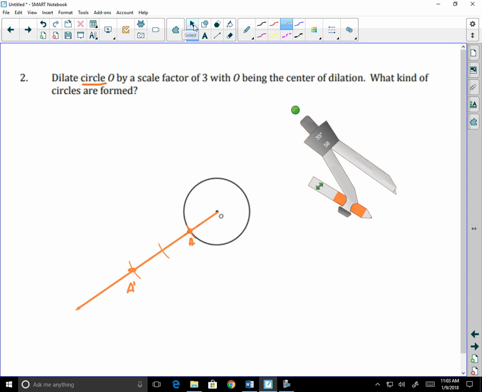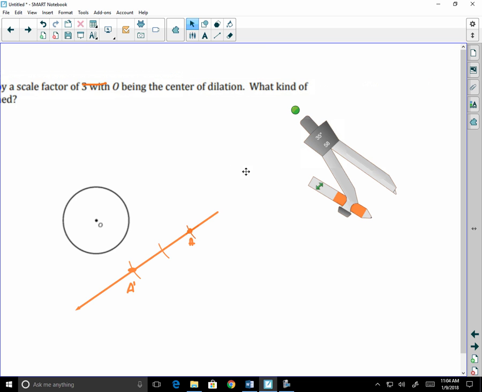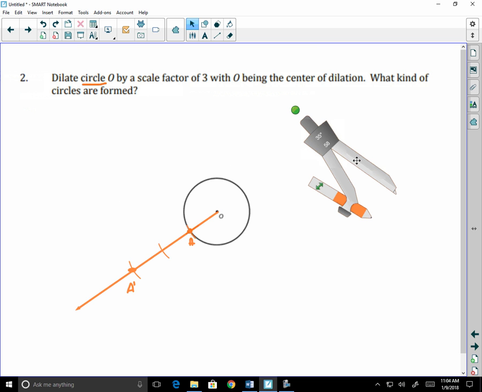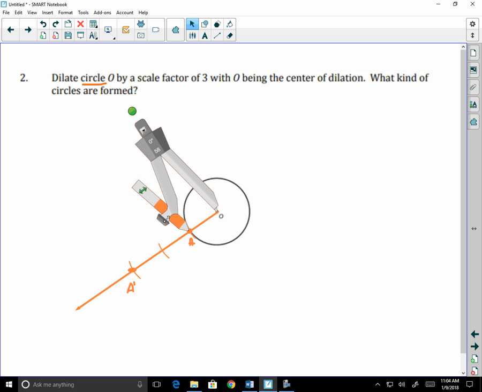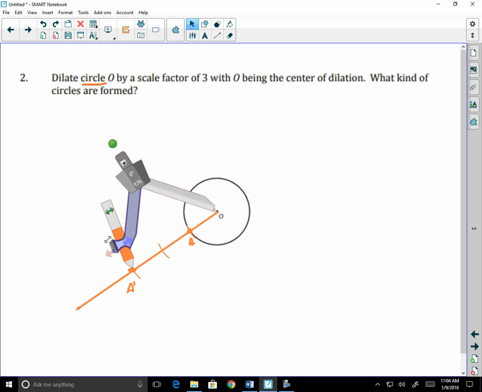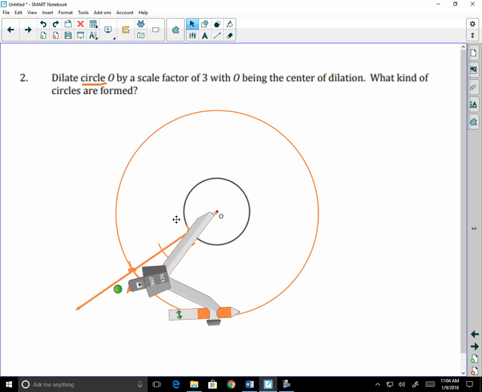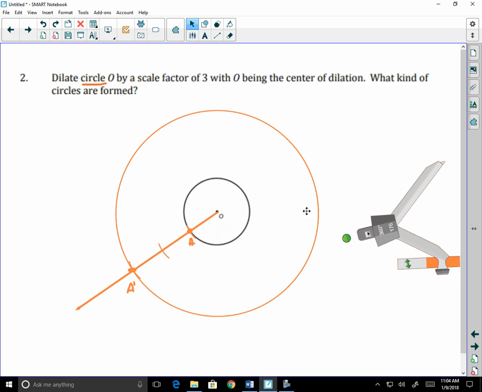Well, to create a circle, I want to put our compass centered back at the center of the circle, and open it up to this new point A prime that we just found and make a circle. That circle is now going to have a radius 3 times the length of the original circle.